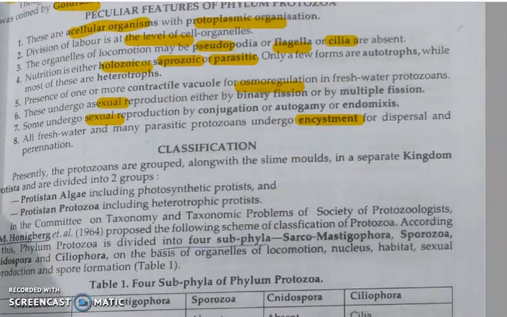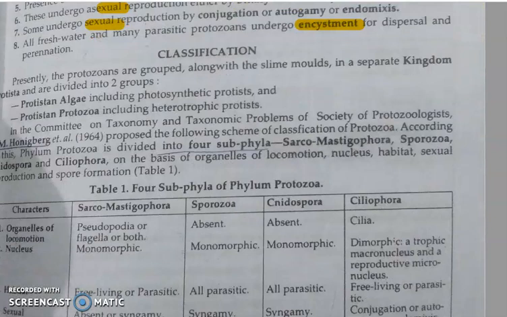So now we will start with the classification of protozoa. This phylum Protozoa is divided into four subphyla: Sarcomastigophora, Sporozoa, Nidospora, and Coeliophora, mainly on the basis of organelles of locomotion, nucleus, habitat, reproduction mode, and spore formation. In Sarcomastigophora, pseudopodia or flagella or both are present. Organelles of locomotion are absent in sporozoans, nidospores, and Coeliophora.